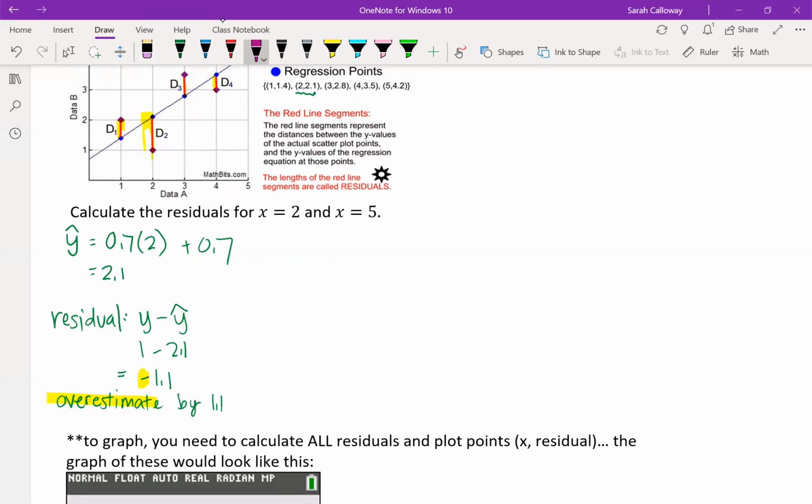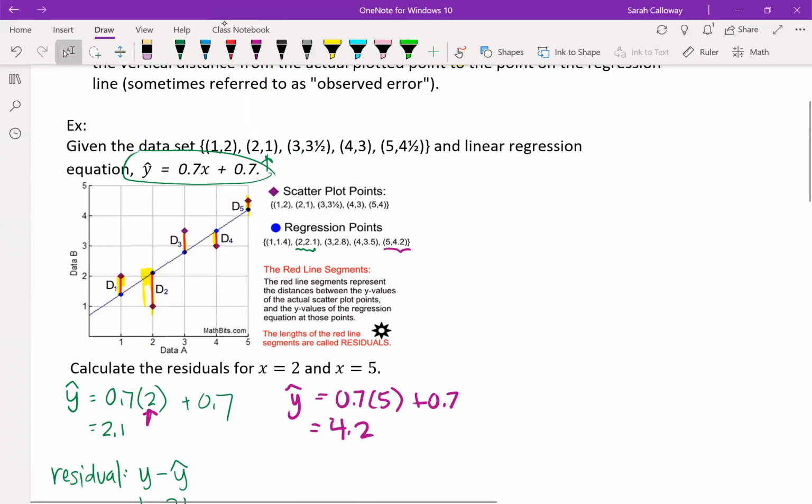So this time I'm plugging 5 in instead of 2. So y hat is equal to 0.7 times 5 plus 0.7. So if I calculate this, my predicted value is 4.2. That's good here, right? I got the right number. If I look at my original output, it's 4.5.